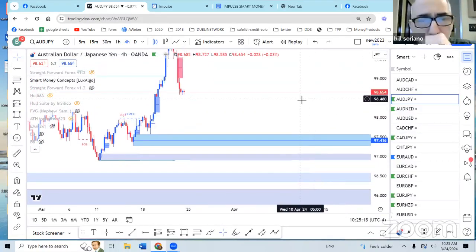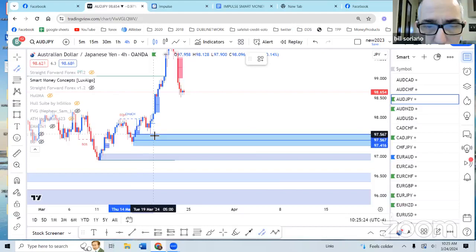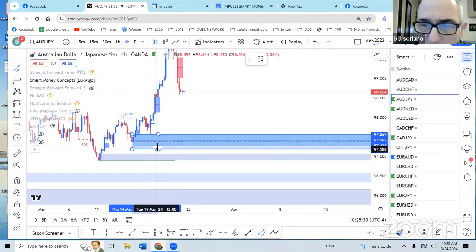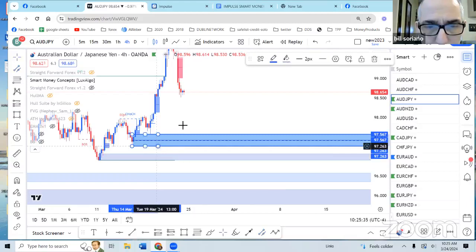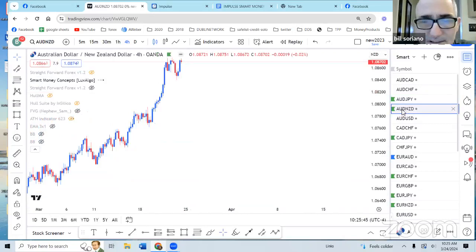So if I use the parallel tool here to do this, then what happens is, let me see. Okay, so I could do that. So there's the alert right there at the halfway point at 97.416. The next one is AUD NZD.